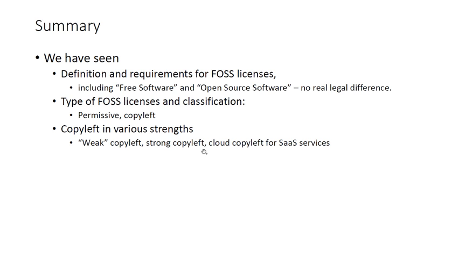So, what have we seen in this little module? First of all, we've seen what the definition is and the requirements are for an open source license, which means free and open source. We've looked at the different types of license that are there and how they've been classified between permissive and copyleft. And we've looked at in detail a little bit more the different types of copyleft between weak copyleft on libraries, for example, strong copyleft, which includes works and derivative works, and even cloud copyleft for when you use the copyleft in the cloud.